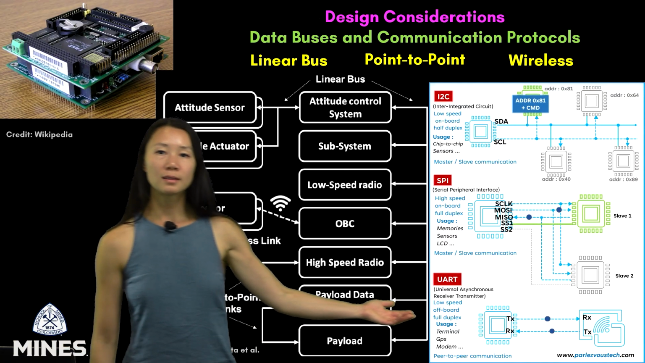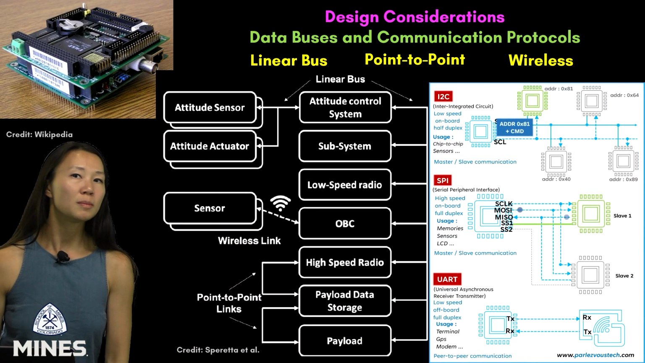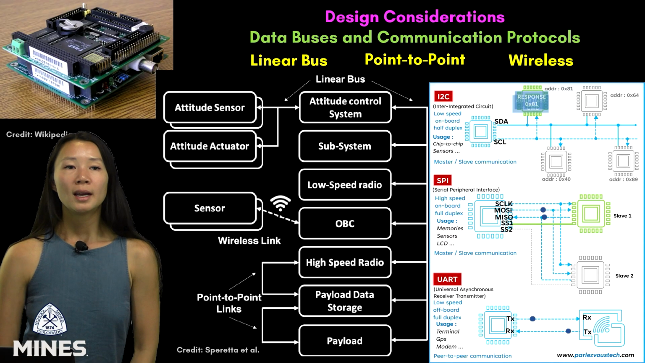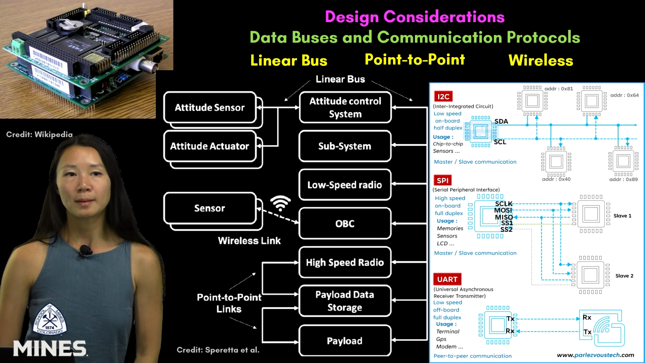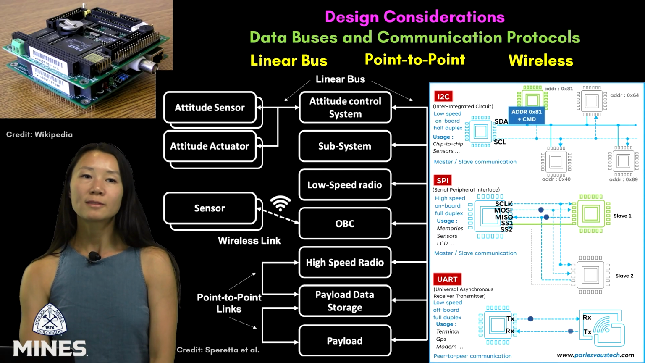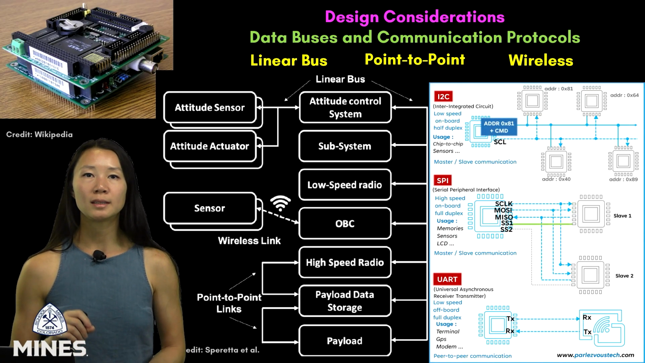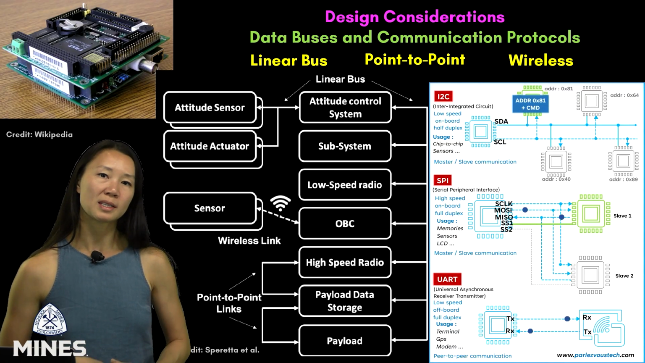And then UART is a peer-to-peer serial connection used for devices like GPS modules or terminals. It's slower, but very reliable. Also worth noting is the CAN bus, a robust fault-tolerant linear bus that's not shown on the slide, but is quite popular in the automotive industry and now aerospace.